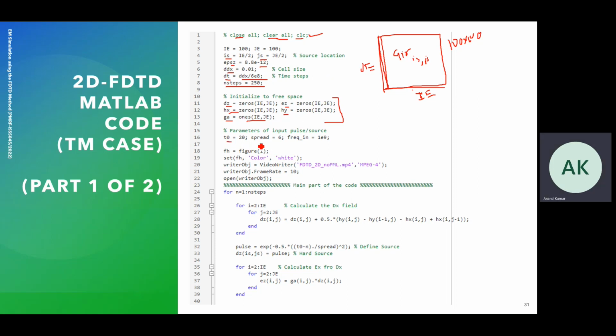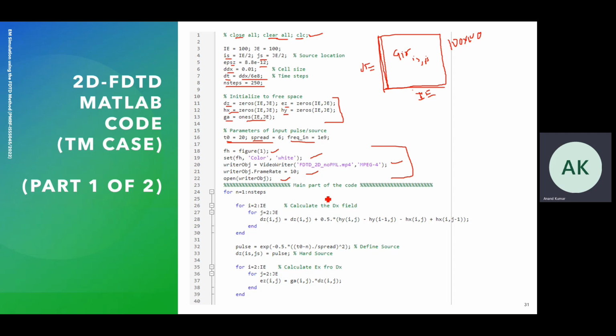Now this is the time delay and spread for a Gaussian source, frequency for a sine source, or if you are using a windowed sinusoid. This is the part where we initialize a plot window, modify it, open a video writer file, and start saving it as a video. So this is for the animation. Somebody asked in the previous class.